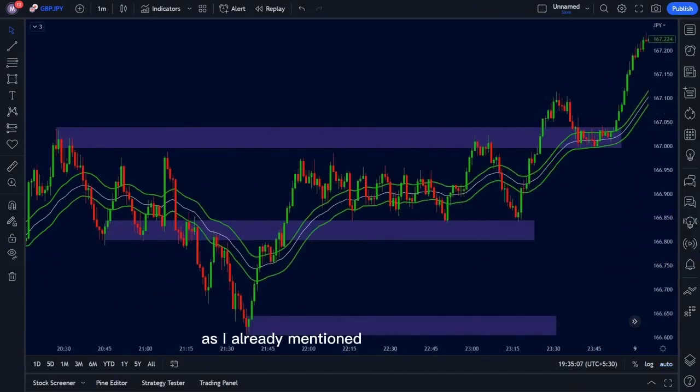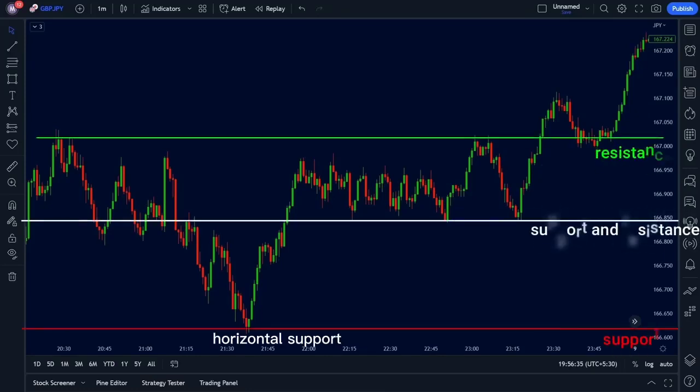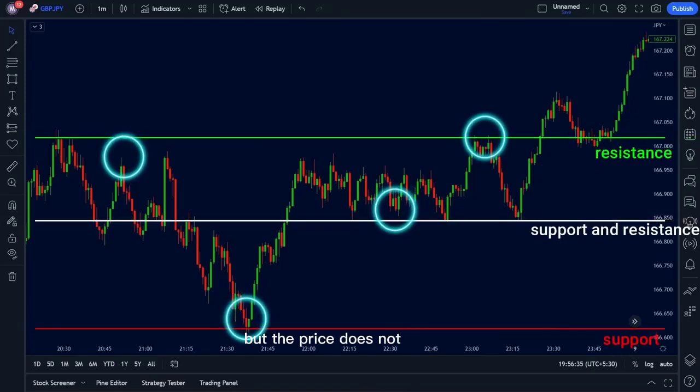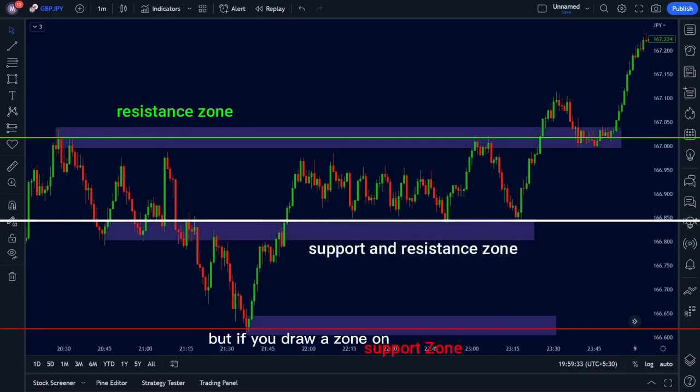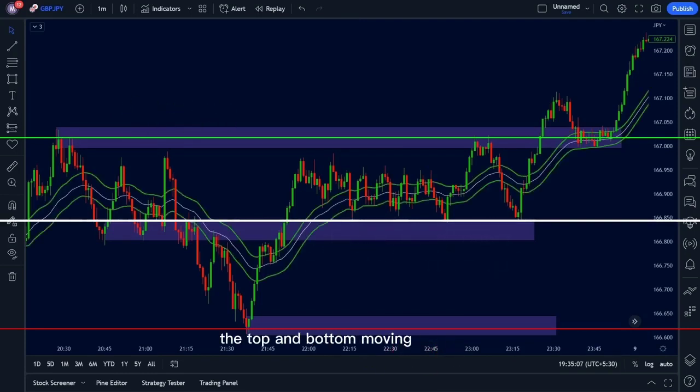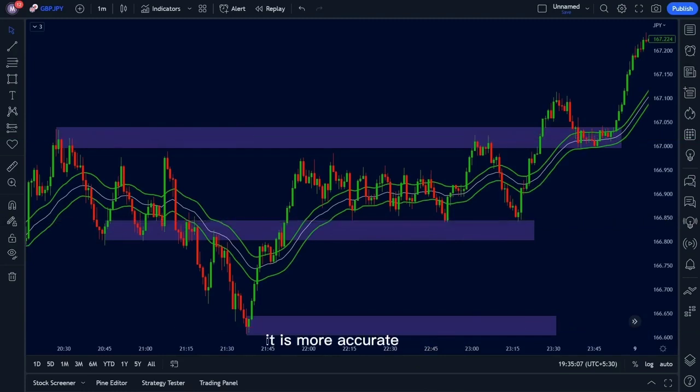As I already mentioned earlier in the video, we will use these 3 moving averages as dynamic support and resistance zones. Traders usually draw traditional horizontal support and resistance lines, but the price does not exactly react to support and resistance lines. But if you draw a zone on market prices high and low, it's more accurate. The top and bottom moving averages create excellent support and resistance zones in the chart. It is more accurate than using a single moving average line. Like traditional support and resistance zones, this will save us from false breakouts.